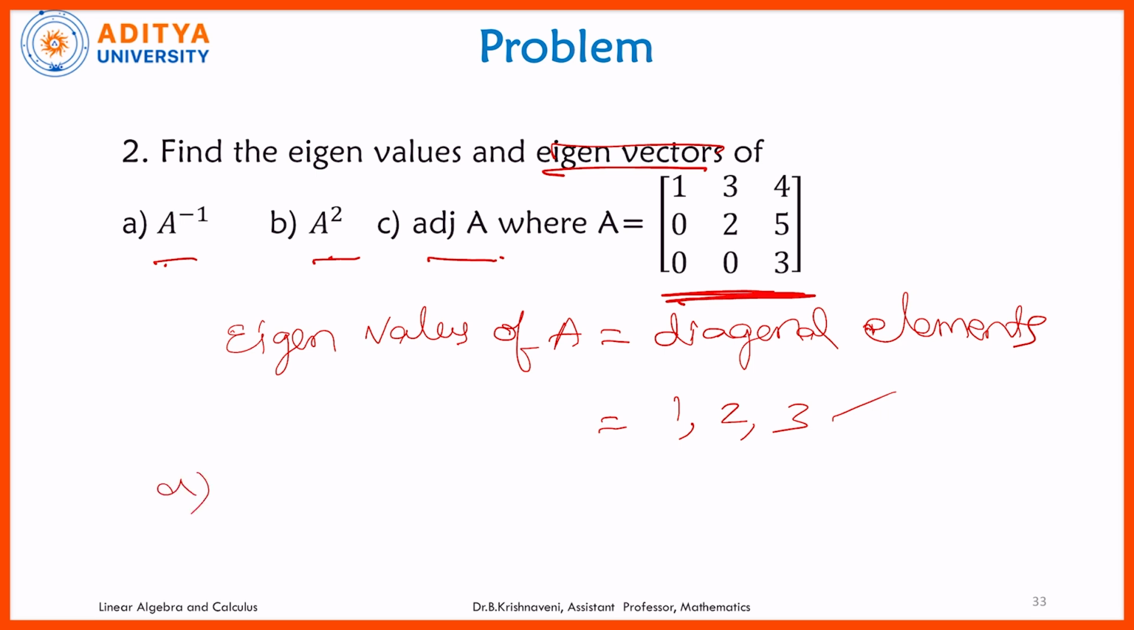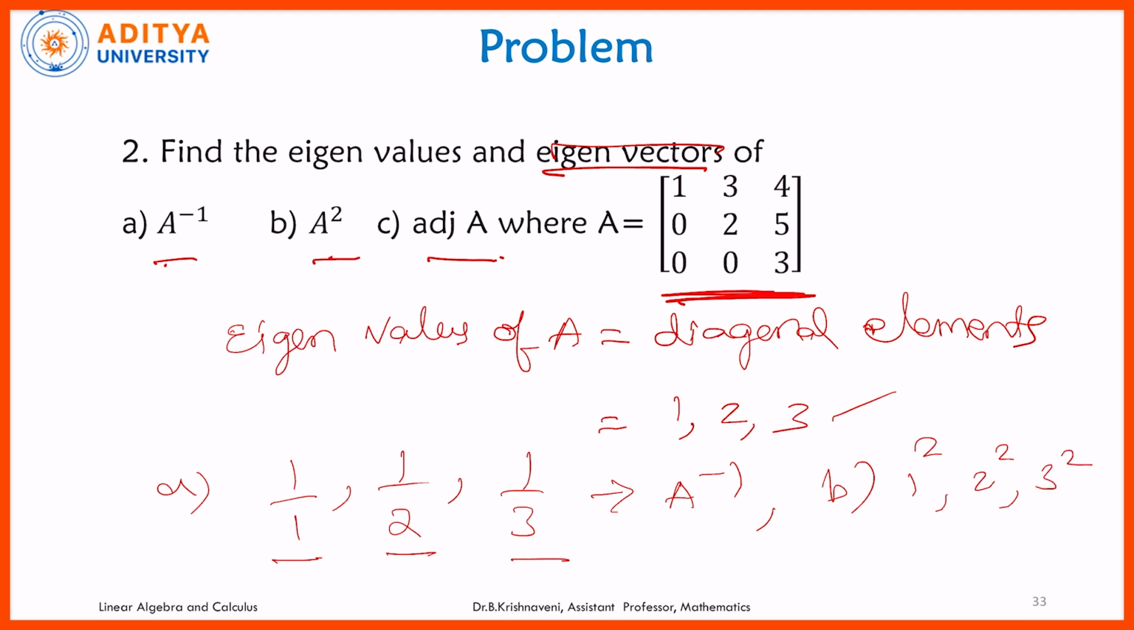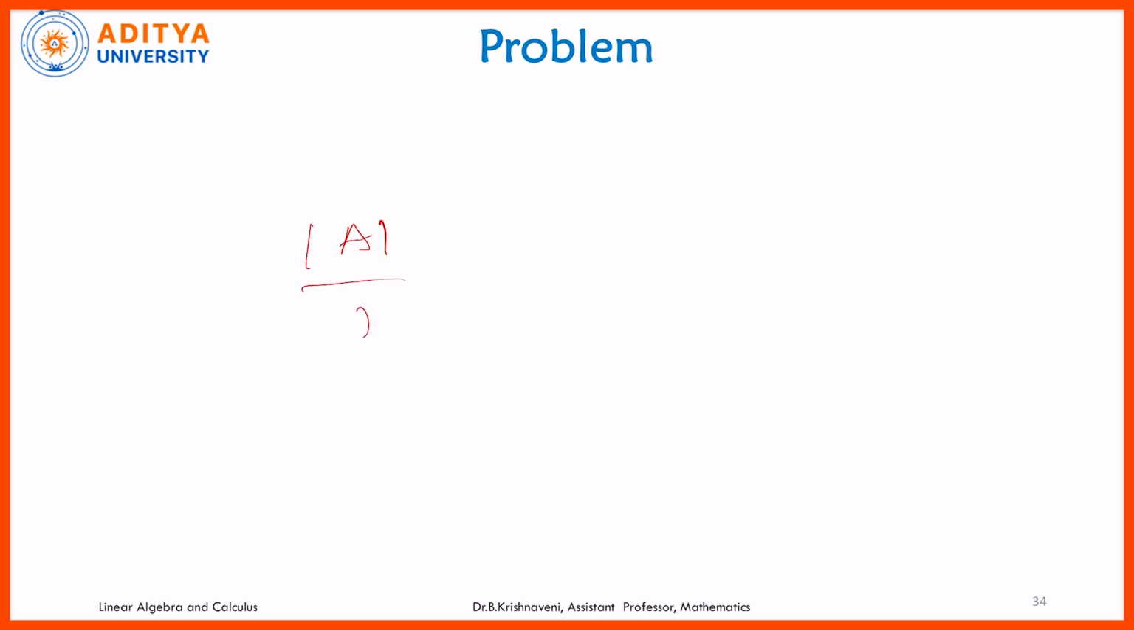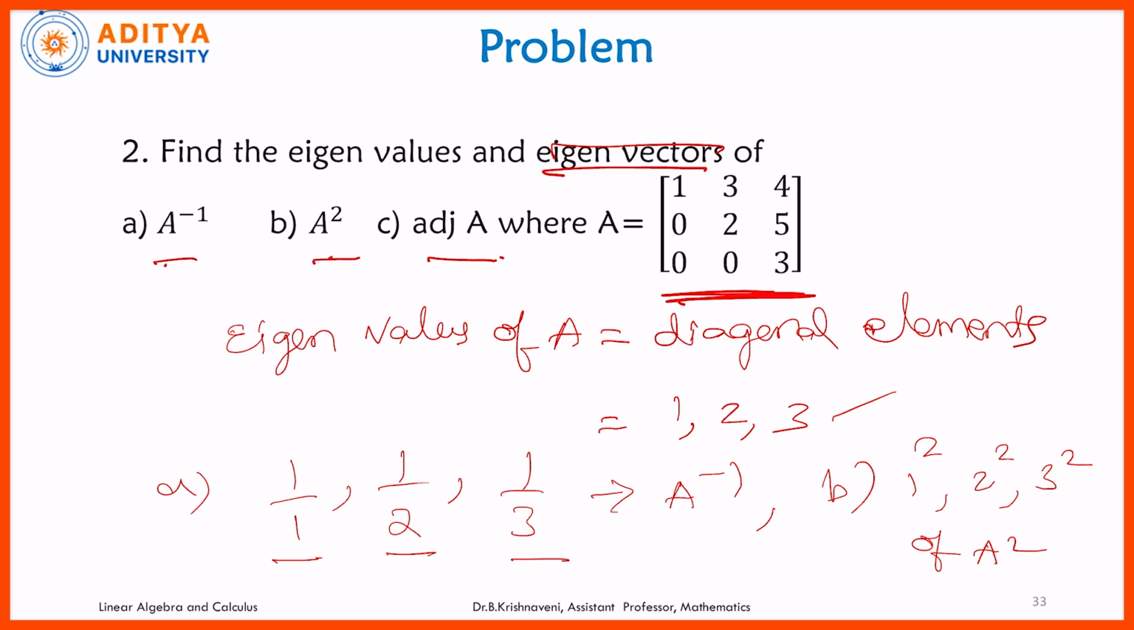Now the A inverse question: using the property, if lambda is an eigenvalue, 1 by lambda is an eigenvalue of A inverse. So 1, 1 by 2, 1 by 3 are the eigenvalues of A inverse. And for A square, 1 square, 2 square, 3 square are the eigenvalues of A square. And for adjoint A, we need to find the determinant of this matrix, and det A by lambda gives the eigenvalues for adjoint A. So this is the way to find eigenvalues by applying the properties.